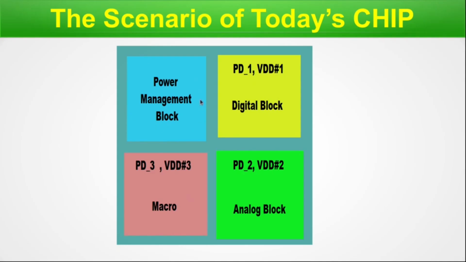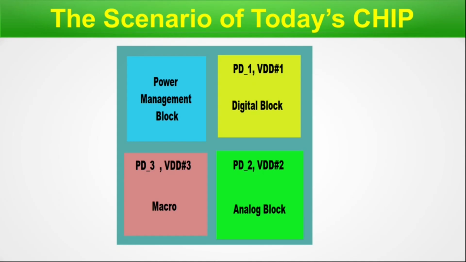Because in today's chip, most of the chips are going in the direction of analog mixed signal. So multiple blocks will be there. The VDD for the analog block and the VDD for the digital block will be very different. And the macro is certainly coming from an IP vendor, it might have a different VDD. So these are various power domains. To take care of such situations, we introduce the UPF.